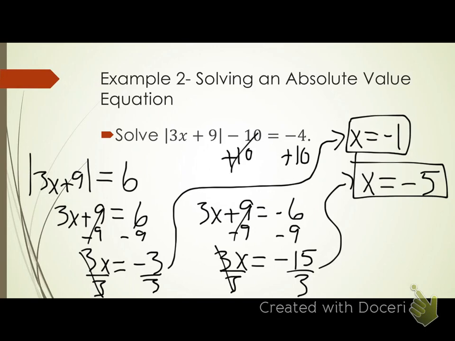If I plug this in, negative 1, 3 times negative 1 gives me negative 3. Negative 3 plus 9 gives me 6. Absolute value of 6 is 6. 6 minus 10 would give me negative 4, so that one checks out. Plug negative 5 in. I get negative 15 plus 9, which would be negative 6 as well. Absolute value of negative 6 is 6. 6 minus 10 gives me negative 4. They both check out.